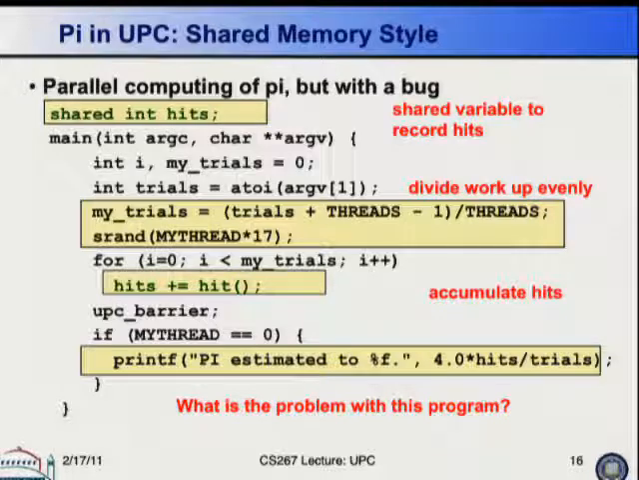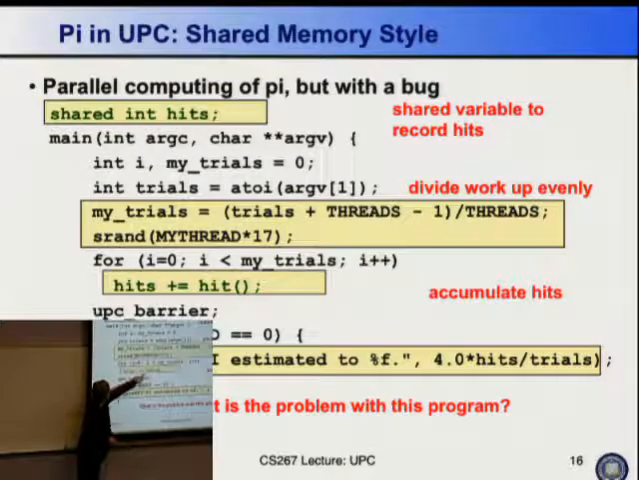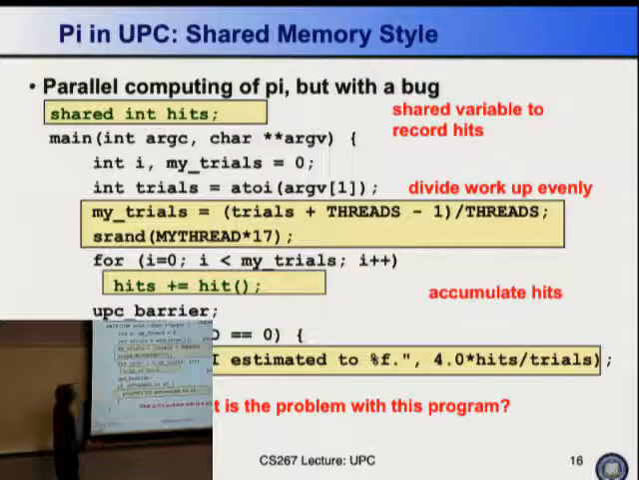So the two problems are, the first problem is that it's going to get the wrong answer, and the second problem is that it's going to run slowly. So it's not a very good parallel program by any measure. And the problem is that because you're doing this update, you actually have a read of hits in this plus equals and then a write of hits. So this is a race condition in the program.